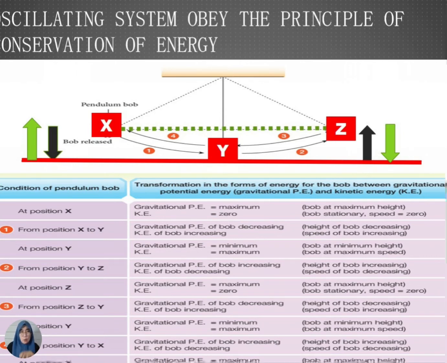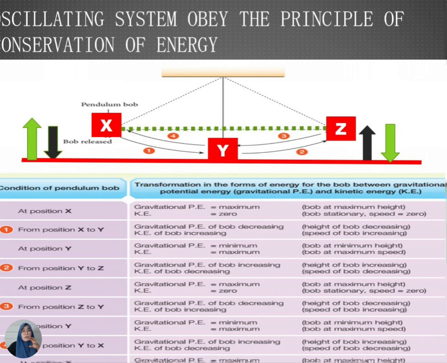At position Y, the gravitational potential energy is minimum. It is maximum at X, and then as it goes through Y, it is minimum, because the bob is at the minimum height and the kinetic energy is at maximum. So the bob is at maximum speed.